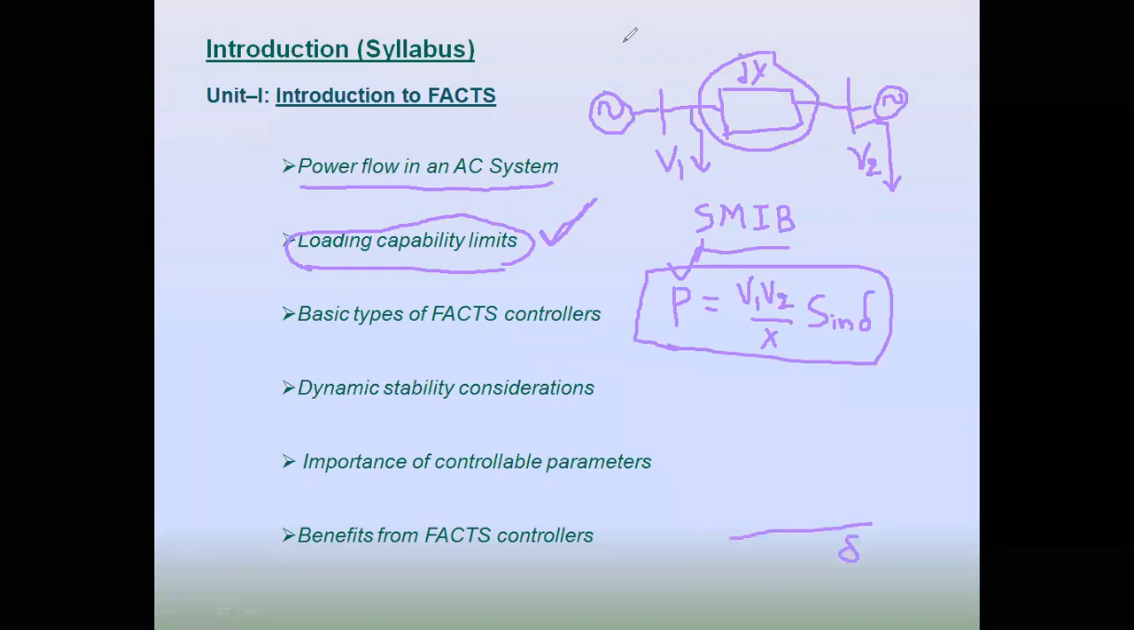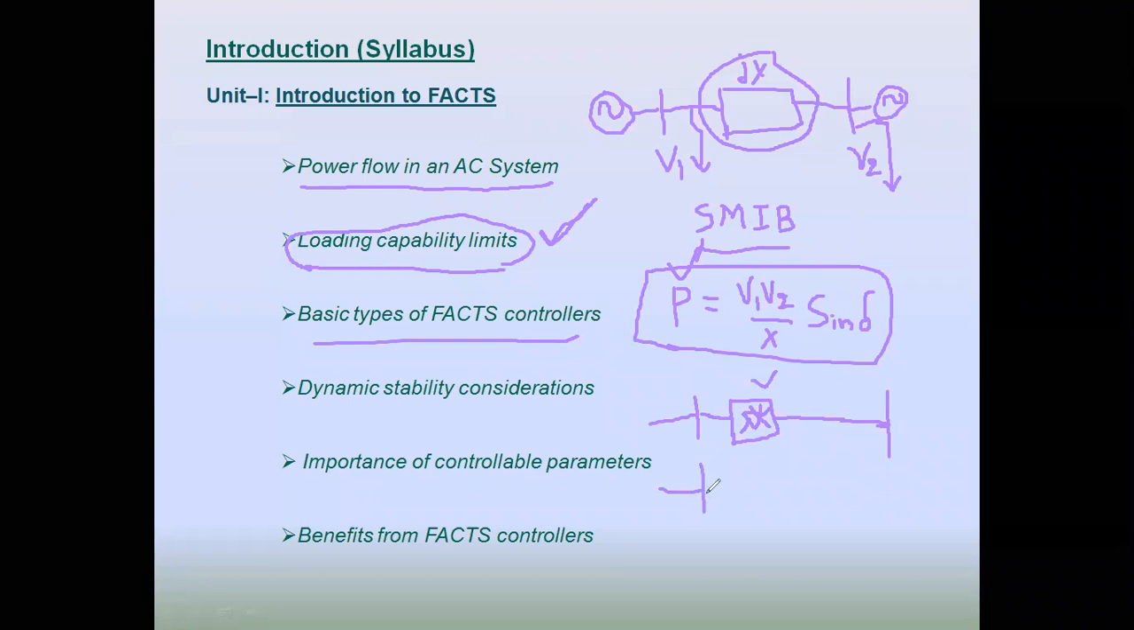Then, coming to the different types of FACTS controllers. Last class we discussed different FACTS controllers. Assume that this is the sending end. We consider a simple box, a thyristor box, as a FACTS controller. Once it is connected in series with the transmission line, we call it a series FACTS controller.